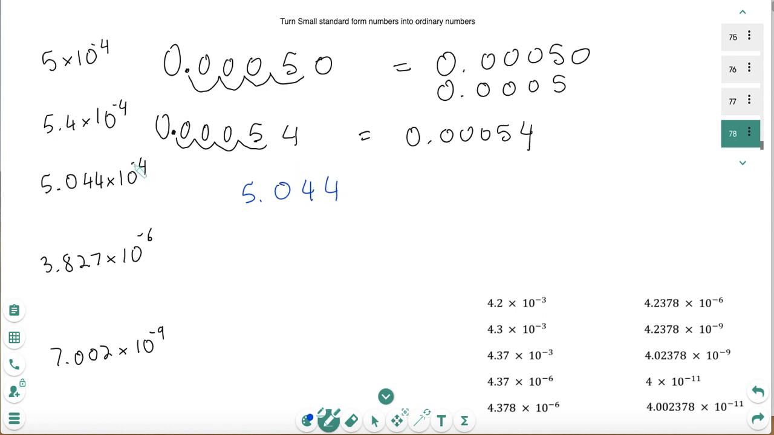5.044 times 10 to the minus 4. So move it 4 spaces. So 1, 2, 3, 4. New decimal place is here. 0, 0, 0. Get rid of our old decimal place. Throw that 0 in front. So our answer is going to be 0.0005044. Next one.